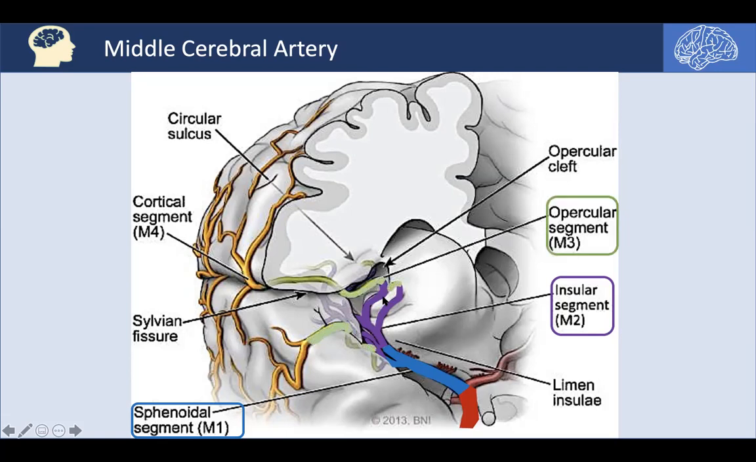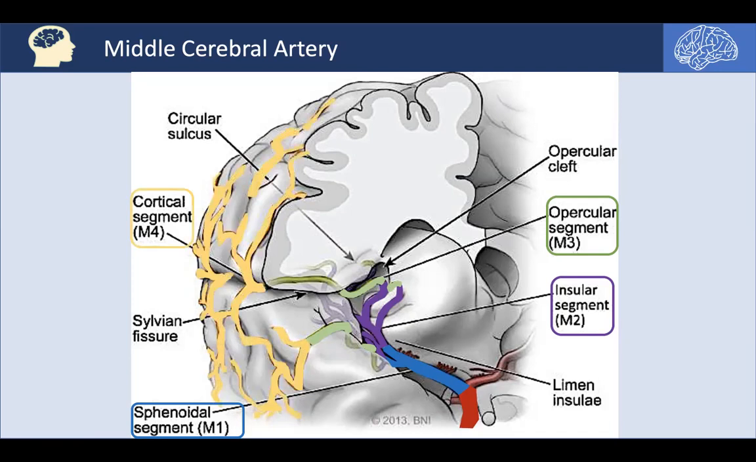Then we have the third segment, the opercular segment or the M3 segment of the MCA, as it passes on the operculum of the brain. The operculum are like lips: there is a frontoparietal operculum and a temporal operculum. The segment of the MCA that passes horizontally to get out on the lateral surface of the brain is termed the opercular segment, or the M3 segment. Finally, we have the cortical segment, the M4 segment, which supplies the cortex on the lateral surface of the hemisphere.